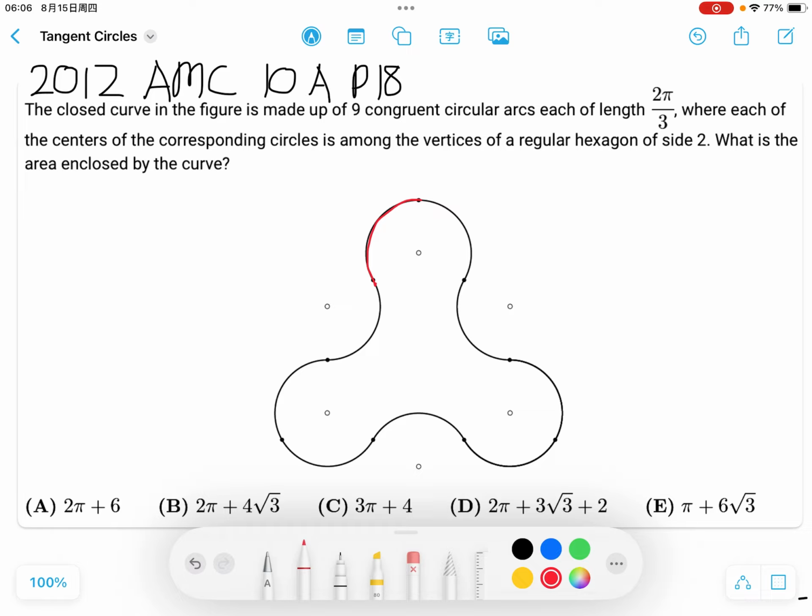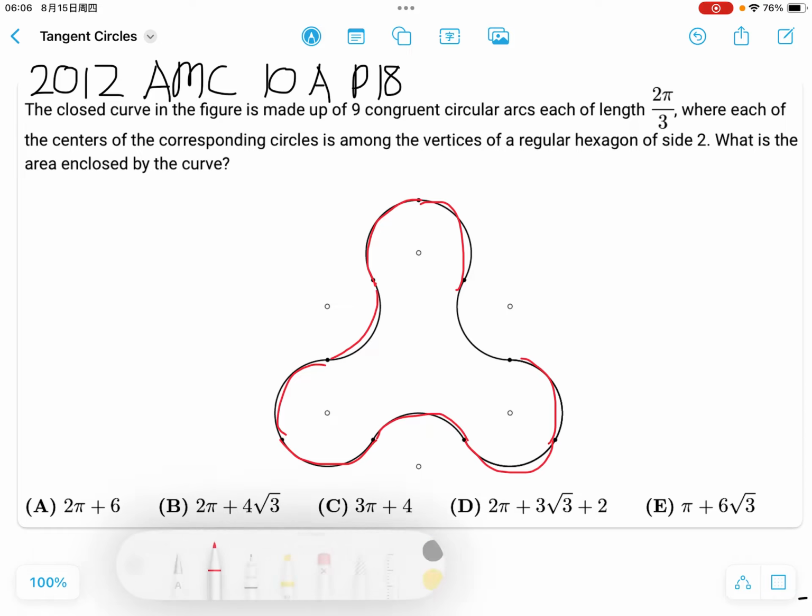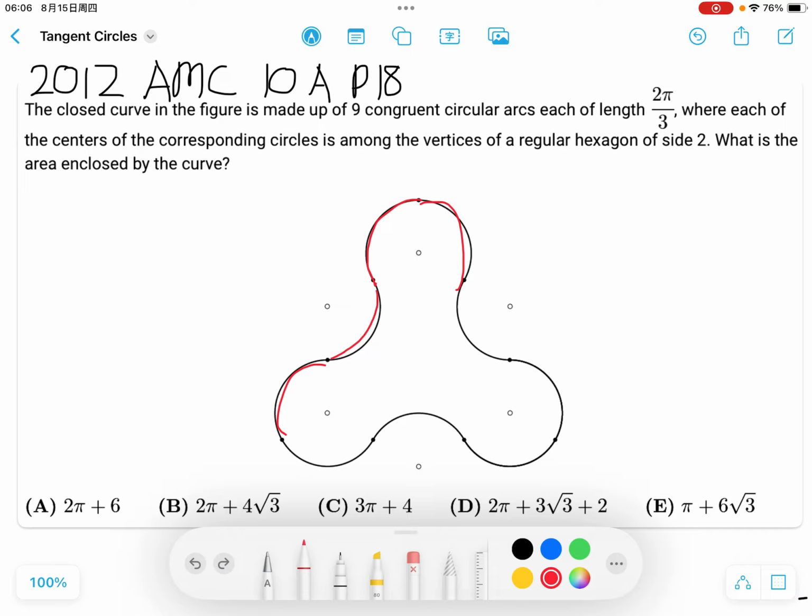Well, we're referring to these ones. 1, 2, 3, 4, 5, 6, 7, 8, 9. So those arcs have a length of 2 pi over 3, where each of the centers of the corresponding circles is among the vertices of a regular hexagon of side 2.